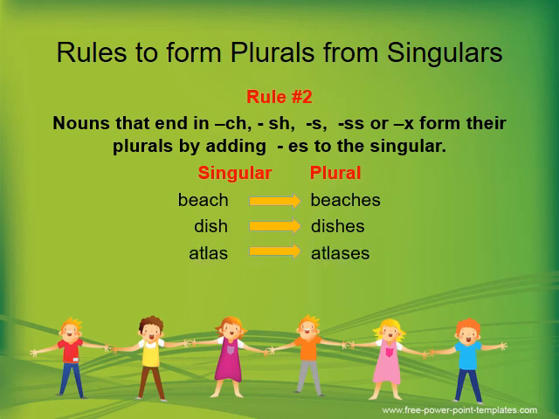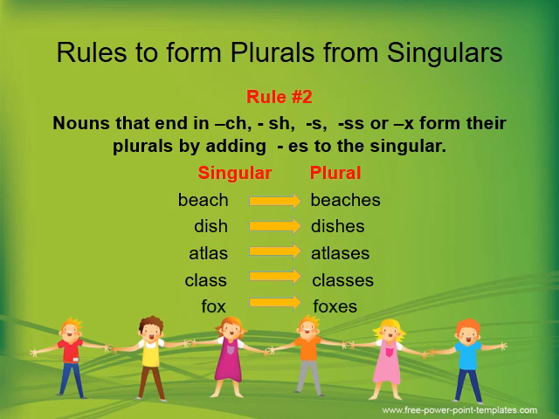Atlas. Atlas is a singular noun and it ends in s. So, what will we do to form its plural according to rule number 2? We will add es in the end to form the plural of atlas, which is atlases. Class. Class is a singular noun and it ends in ss. So how do I form the plural of this noun? By adding es in the end according to rule number 2. So class will become classes.